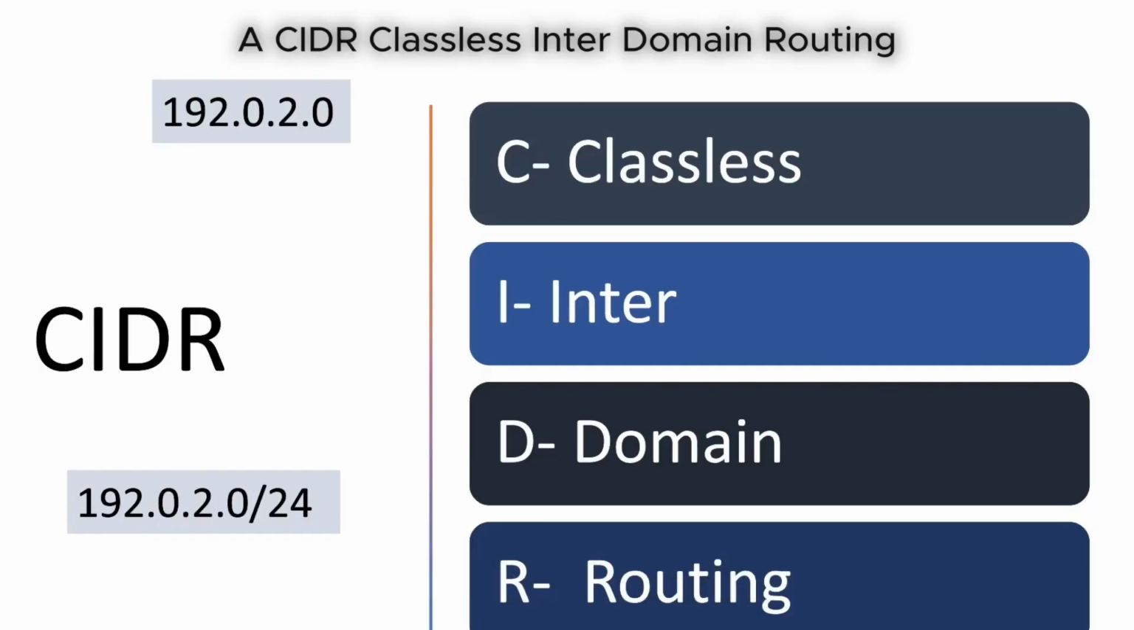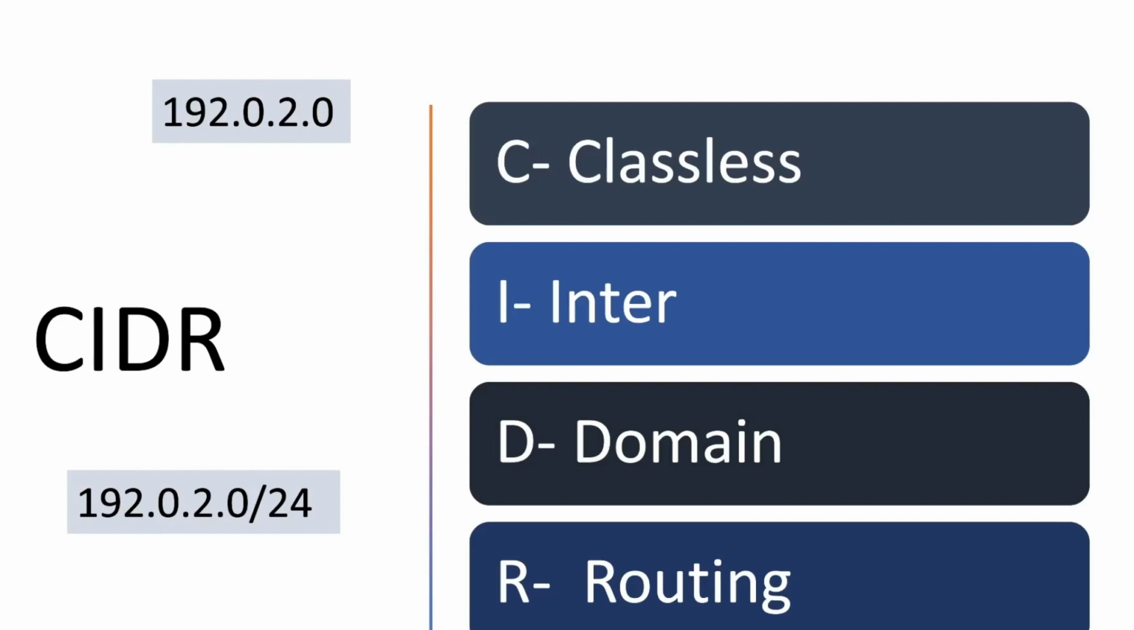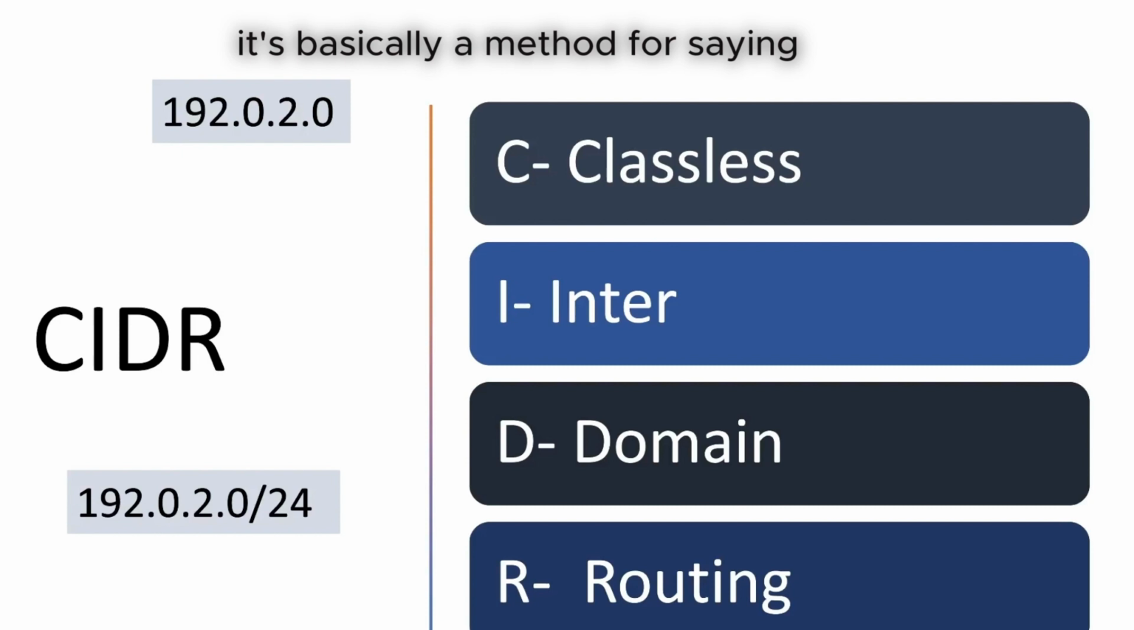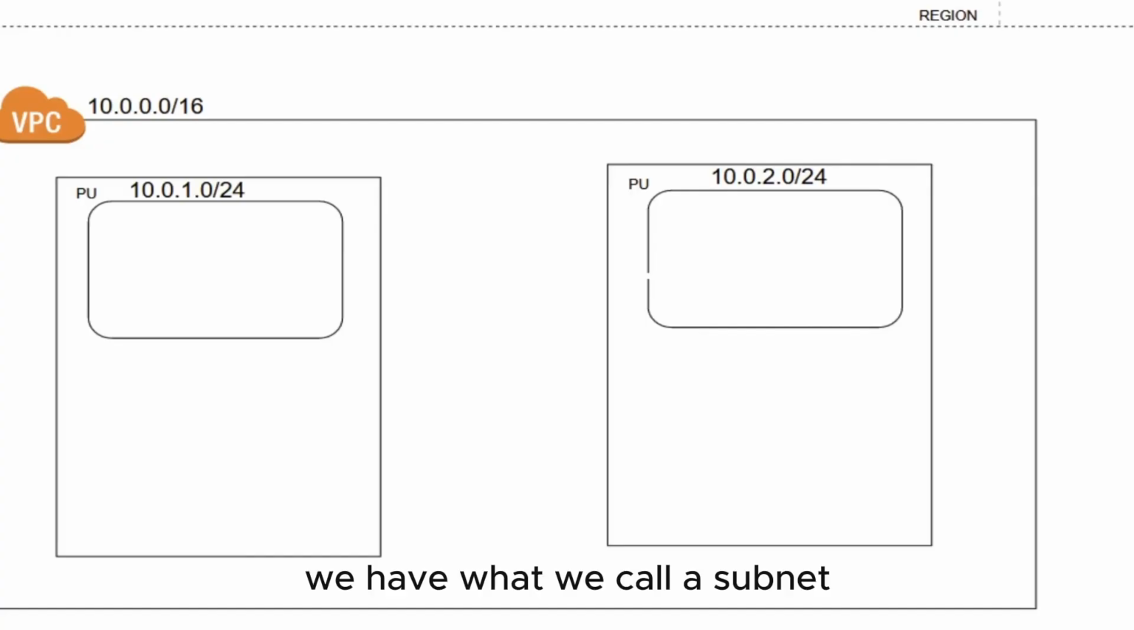A CIDR, classless inter-domain routing, is a method for allocating IP addresses and for IP routing. It's basically a method for saying this is a range of IP addresses. So, for example, this is a range, this is a CIDR, and this is an IP address in this CIDR. It's like saying the numbers you can use are 1 to 100, like you can allocate 1 to 100.